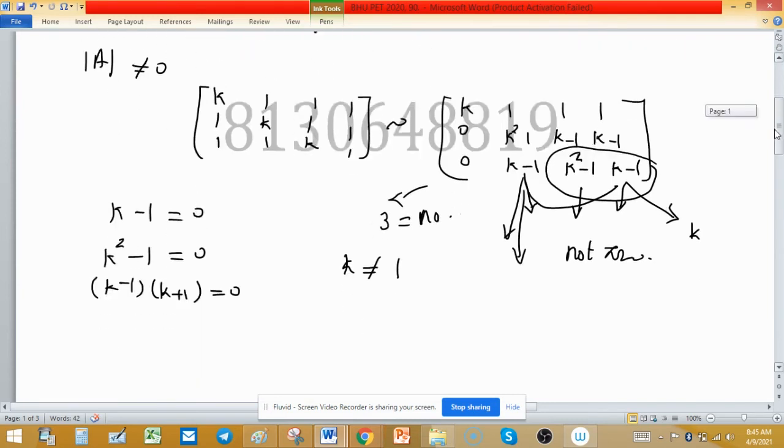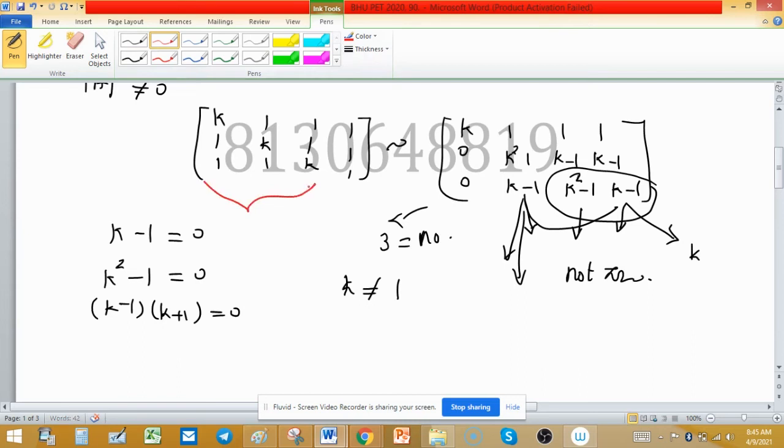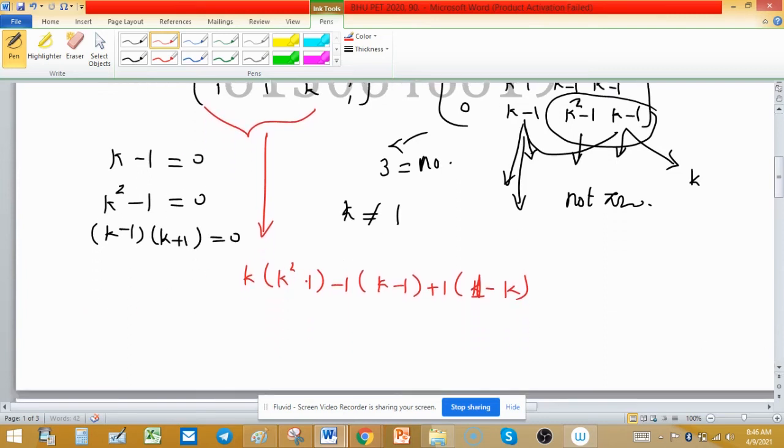So approach this problem by determinant. We are going to find the determinant of this coefficient matrix, expanding this matrix along the first row. So k square minus 1, minus 1 times k minus 1, and plus 1 times 1 minus k. This is equal to k cube minus k plus 1 minus k.